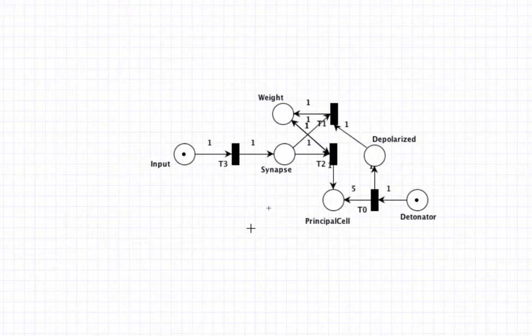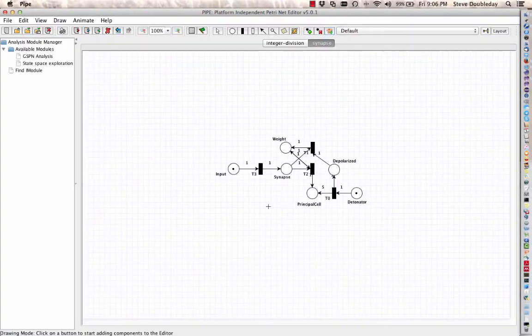So what are we saying there? We're saying that this transition conceptually models two ideas. One is that a lot of signal will be propagated into the principal cell, and as a consequence of that, that cell will fire and will become depolarized. So we get both a lot of signal and we get depolarization as a consequence of that. So that's a single transition firing. Let's actually watch this happen. Let me zoom back out.